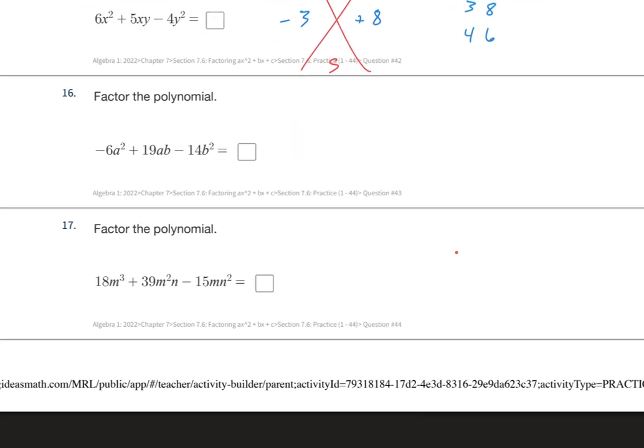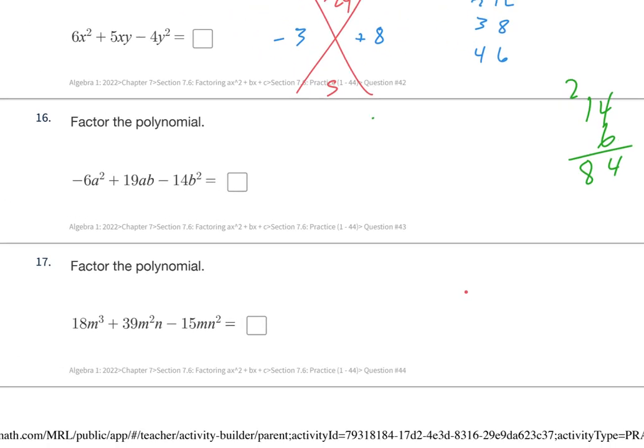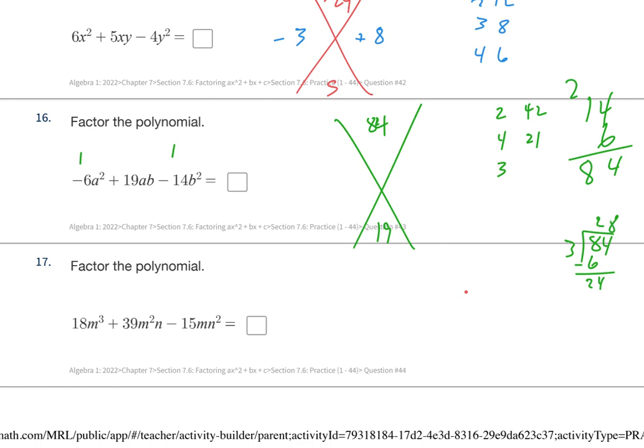Next, factor the polynomial negative 6 and negative 14. Okay. Gotta go ahead and do that math. 6 times 14 is 84. So we have positive 84 because a negative and a negative. Positive 84 and 19. Let's see. 2 and 42, not going to work. 4 and 21, not going to work. I skipped 3. Let's do 3. 3 and 28 doesn't work.